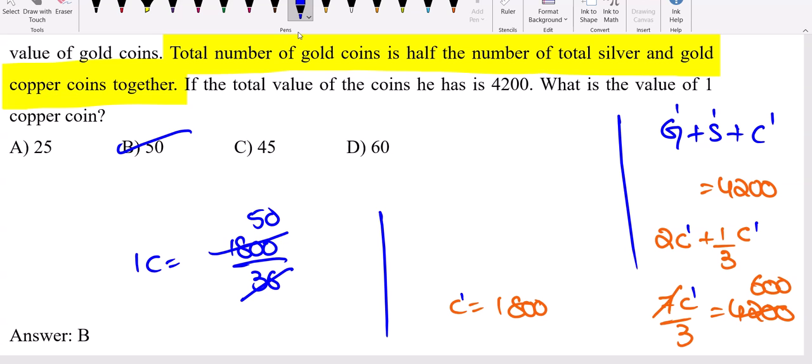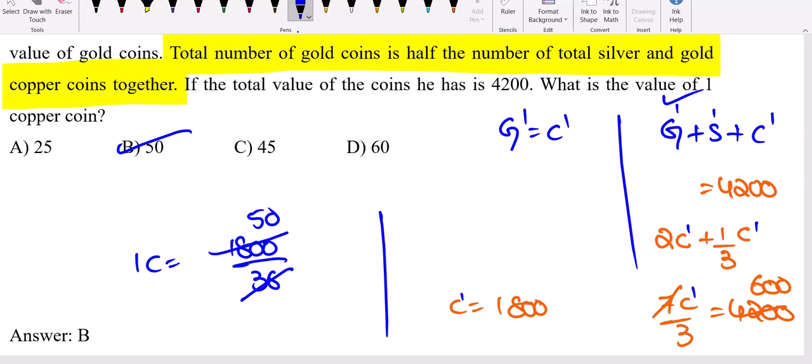In the question they said gold and copper both are equal in value. See, gold coins are fewer, but gold value is more. The total value of gold is equal to the total value of copper. That's the meaning: with the gold coins whatever you have, the value of those coins is equal to the copper one. So gold and copper both are equal. G dash equal to C dash.